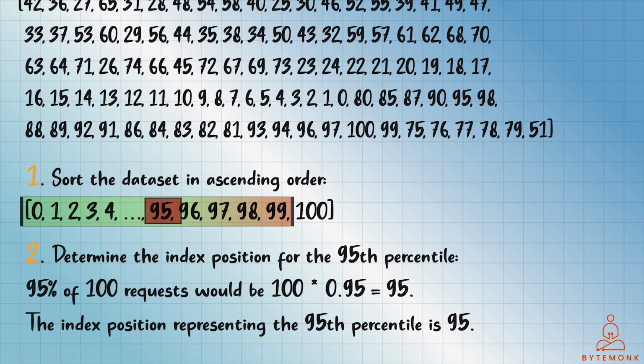This means that 95% of the requests received a response time within 95 milliseconds, while 5% of the requests took longer than that. Just like P99, P95 is used to understand the latency distribution of a system and identify performance outliers. Monitoring and optimizing P95 latency can help ensure a consistently positive user experience for the majority of users.